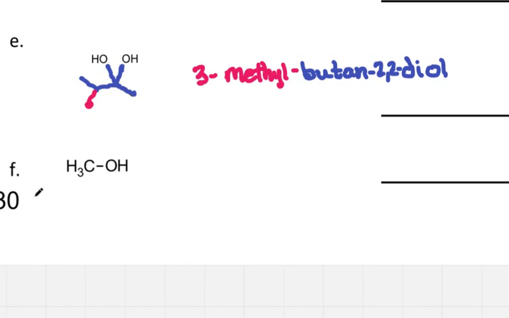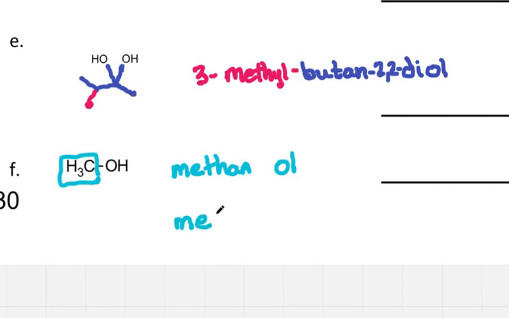And this last thing, wow, it doesn't get much simpler than this. 1 carbon would be methane if it was standing by itself. Methane. But with the hydroxyl group attached, it's methanol. And what do we put for a number? Trick question. There's only 1 carbon. You don't need a number. We don't put numbers on methanol. We just call it methanol.